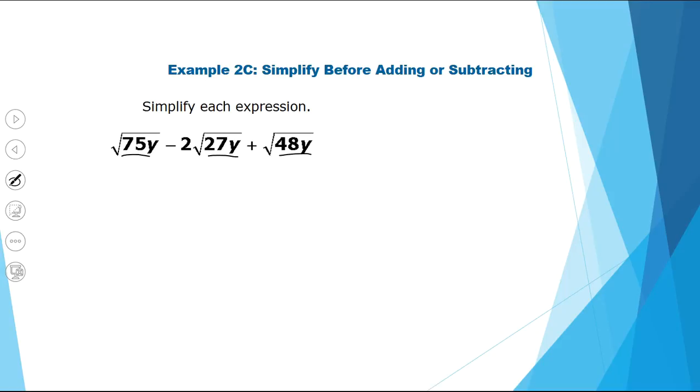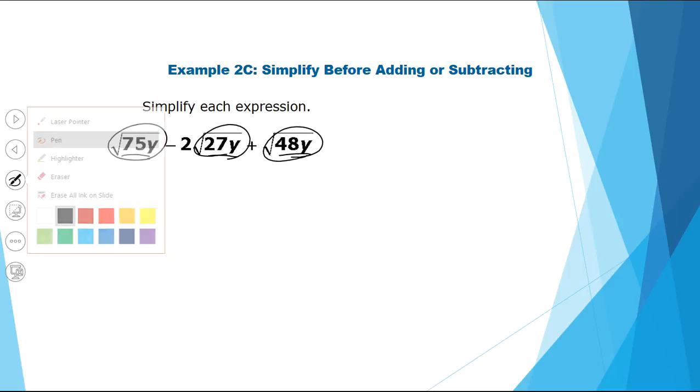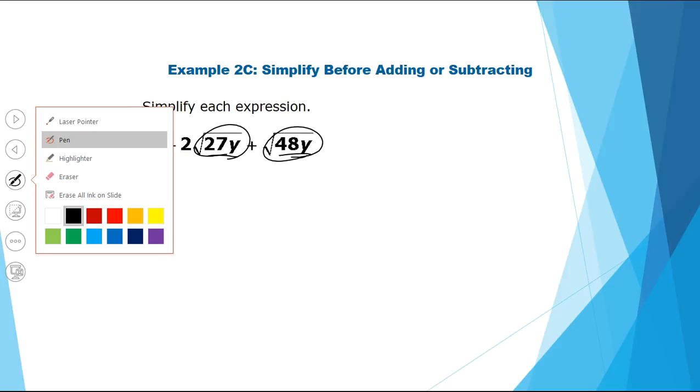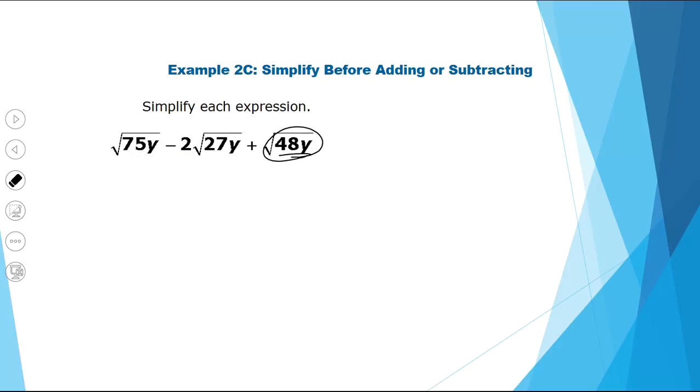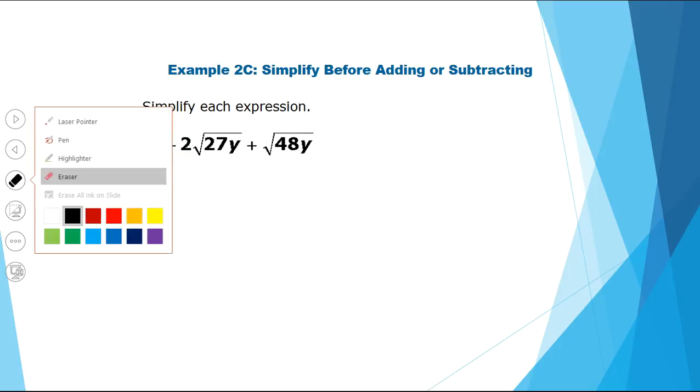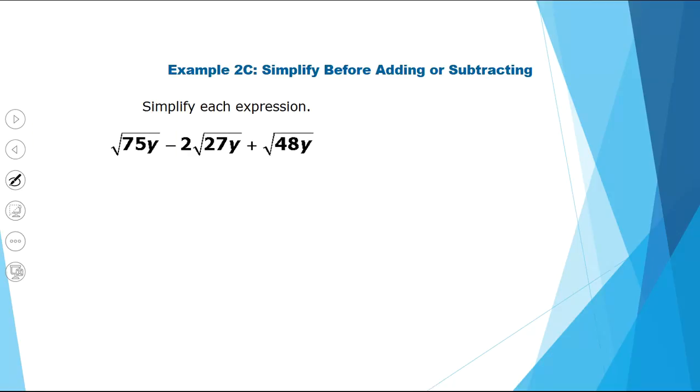However, remember, to be like radicals, the radical has to be the same. So these are all different radicals. They all have different things inside their square root. I understand that they do have a common y, and that's going to matter a little later. But to be like radicals, they have to be exactly the same radical. They all have to be 27y, or all of them have to be 75y. Okay? But ignore that. Alright, so of course I cannot combine these as they stand, but I could simplify them one at a time.